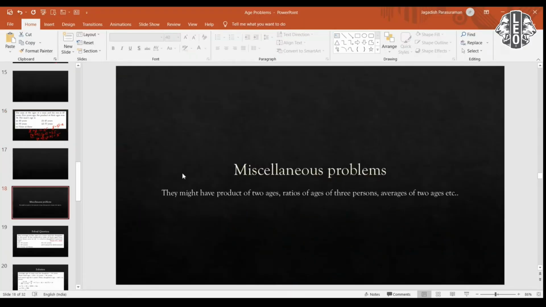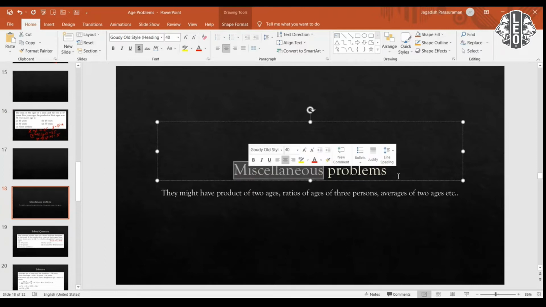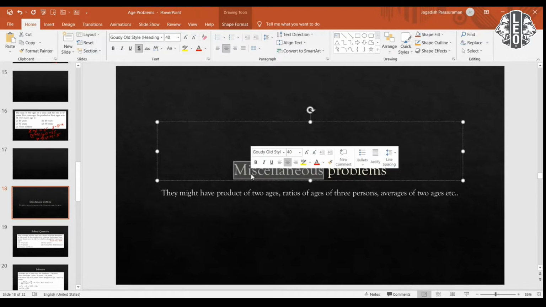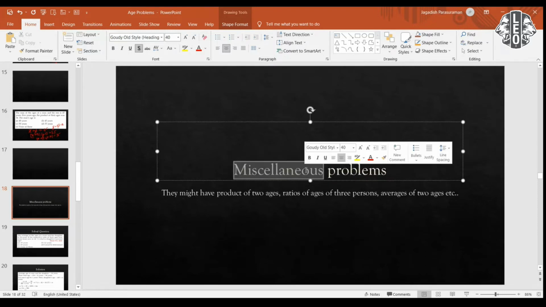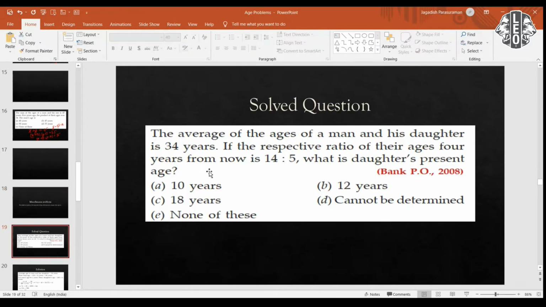So the next one that I want to emphasize the most is miscellaneous problems. These could be the ones that are stealing your marks. When I did the problems, they took time for me. At the same time, they won't give you the answer as you think. If you consider this problem, you can make mistakes in this.